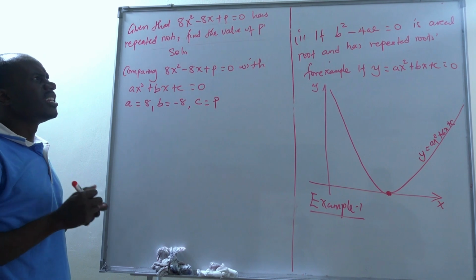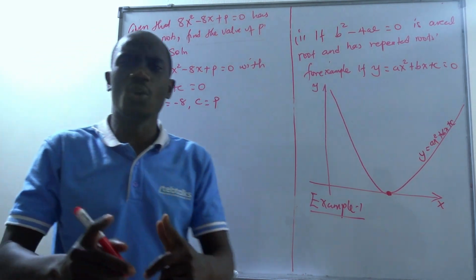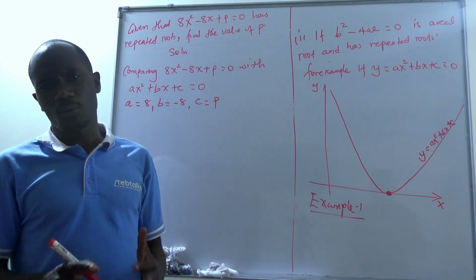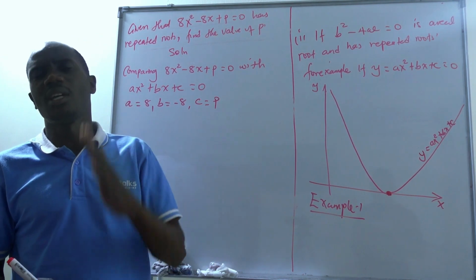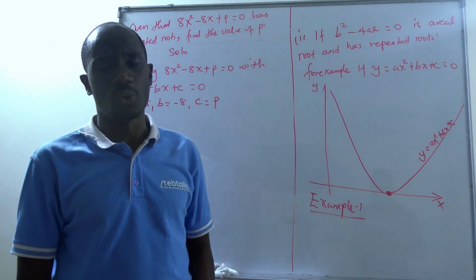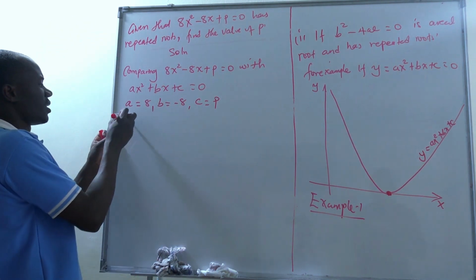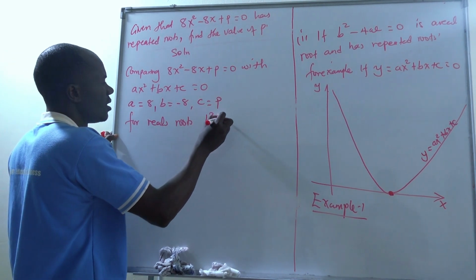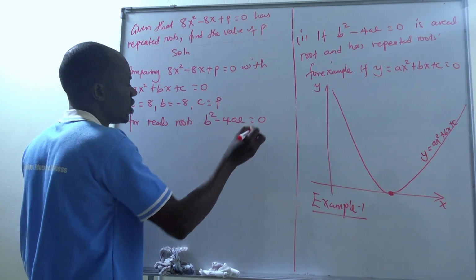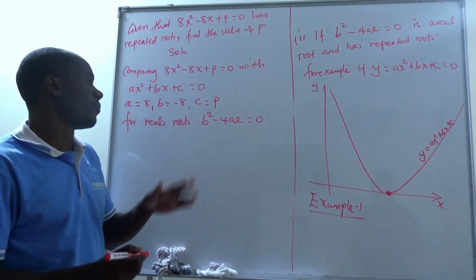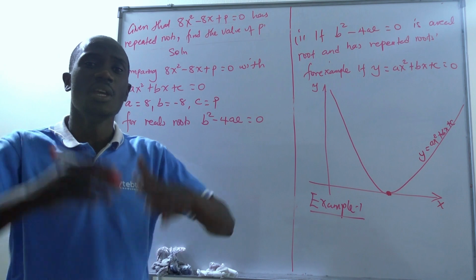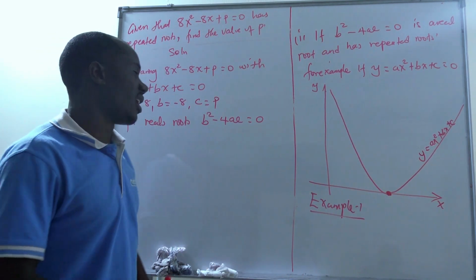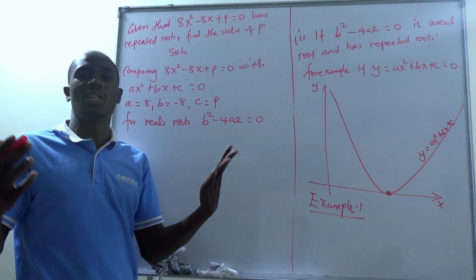But they have said that this equation has got repeated roots. What do we know about repeated roots? For it to have repeated roots, automatically it is a real root. And we use our expression: for repeated roots, b squared minus 4ac equals 0. If you don't want to say 4ac equals 0, you can first take that one and say b squared equals 4ac. Then from there, we are free to substitute.